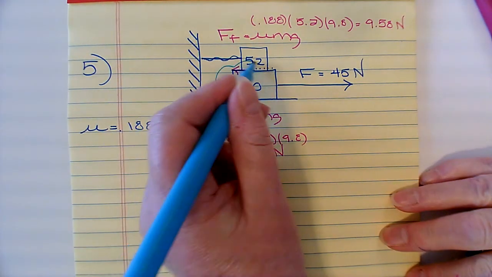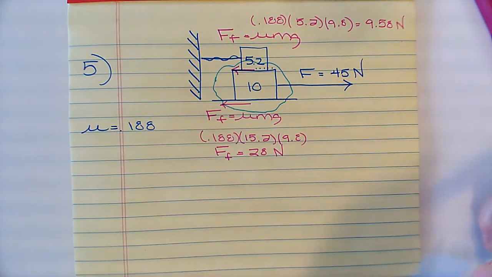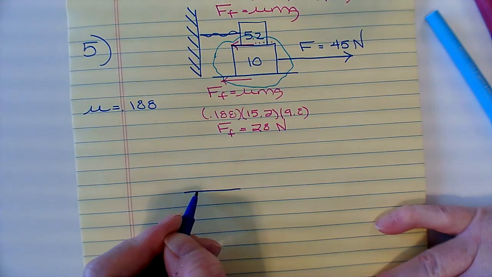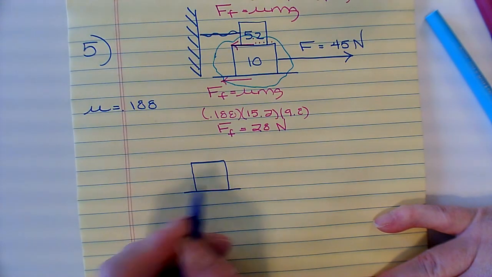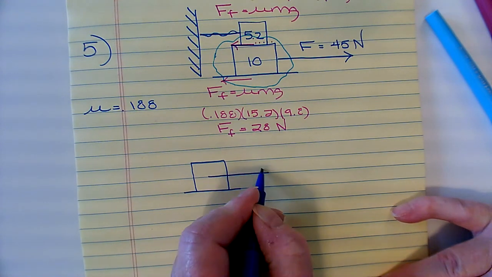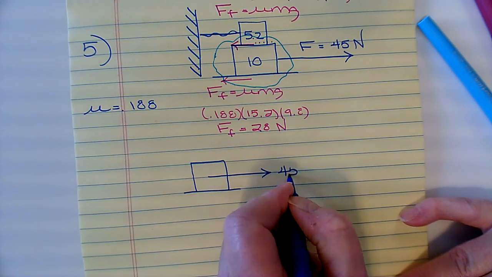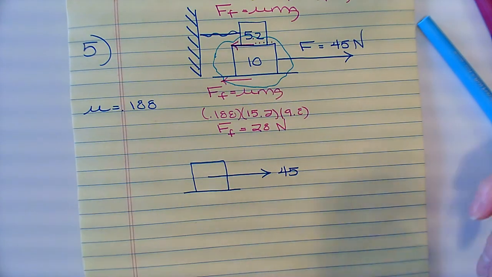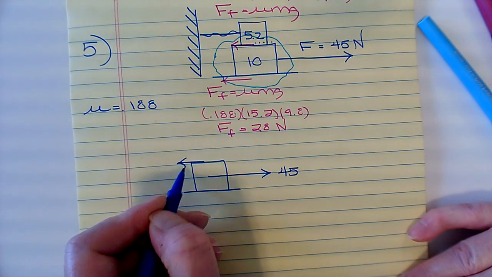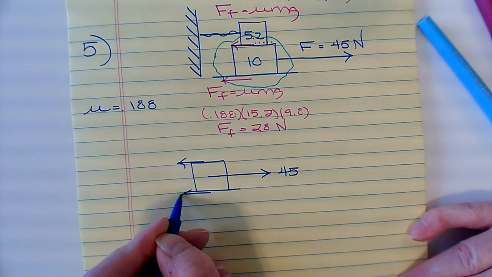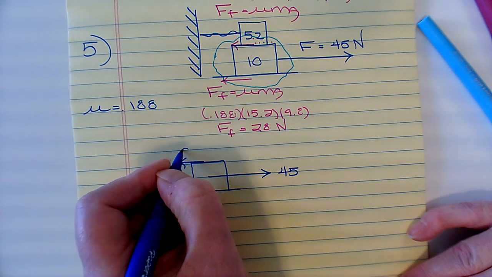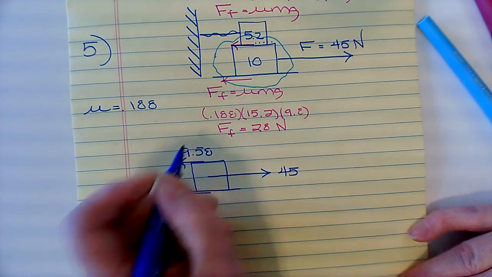All right, question A says determine the acceleration of the 10 kilogram block. So basically they want me to draw a free body diagram of just the 10. So if I redrew that down here of just the 10, we would see that we have the 45 going forward, and we have two friction arrows going backwards. We have the friction arrow up here, and we have the friction arrow down here. So this one is 28, this one is 9.58.